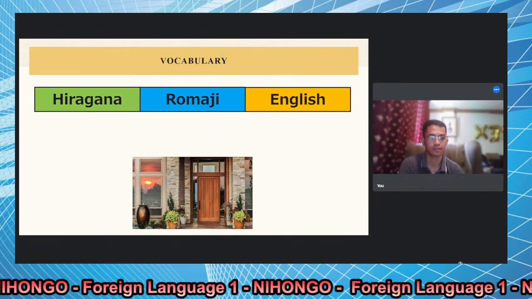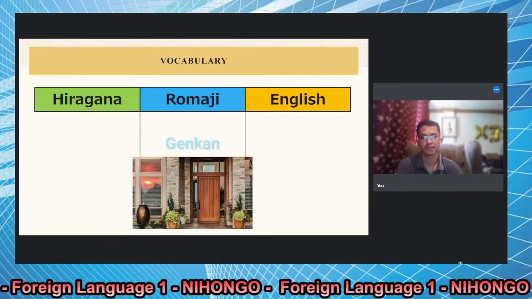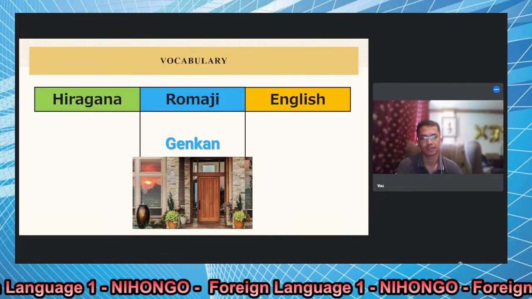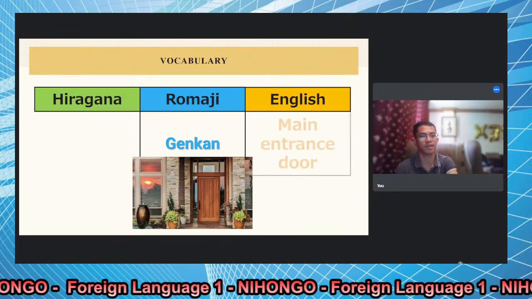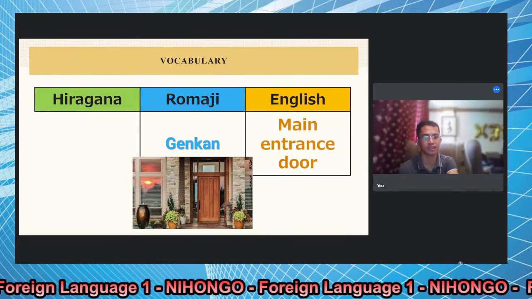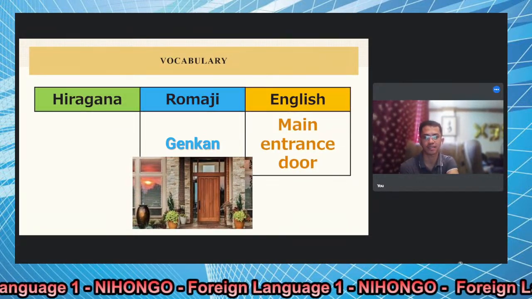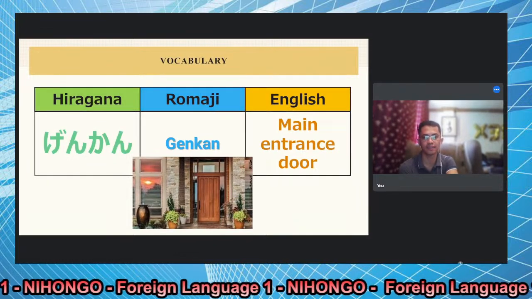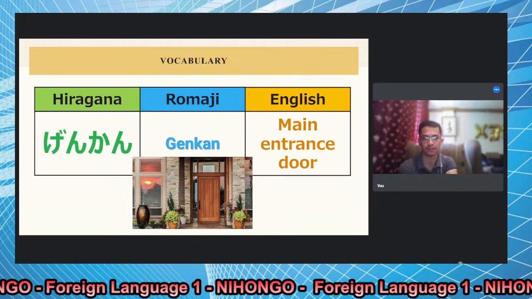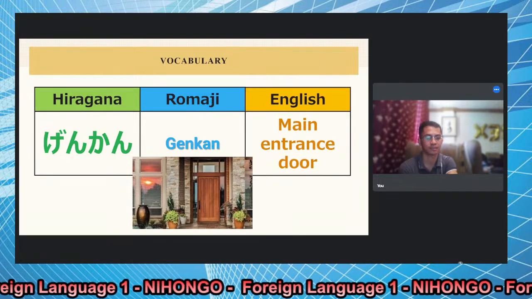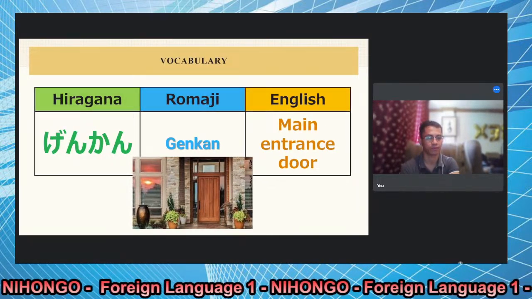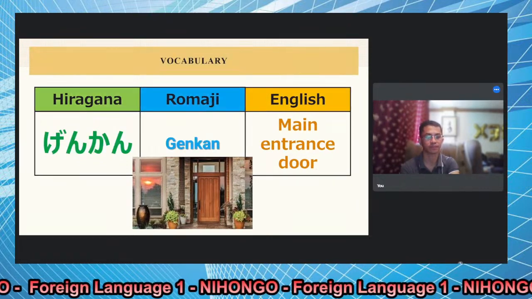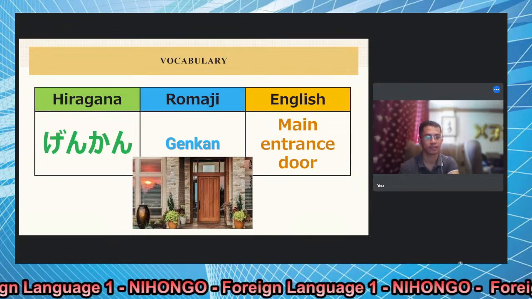Next word is genkan. Genkan is main entrance door in English, and it is written as genkan. Okay? Next word.